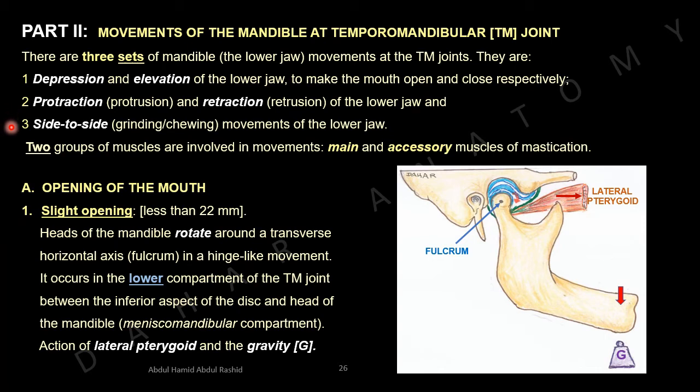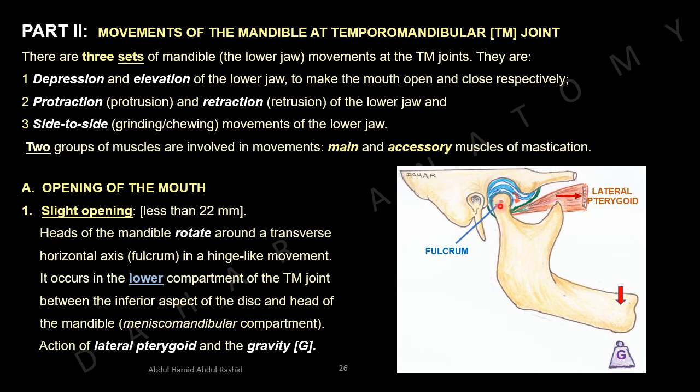Two groups of muscles are involved in movements of the temporomandibular joints. They are the main group of muscles and the accessory muscles of mastication. A. Opening of the mouth. 1. Slight opening, that is less than 22 mm. The heads of the mandible rotate around the transverse horizontal axis, that is the fulcrum, in a hinge-like movement.